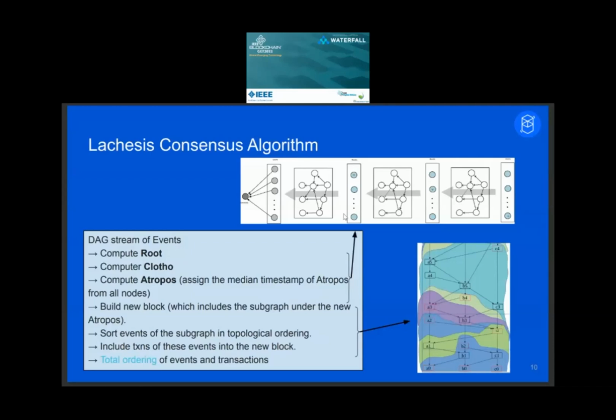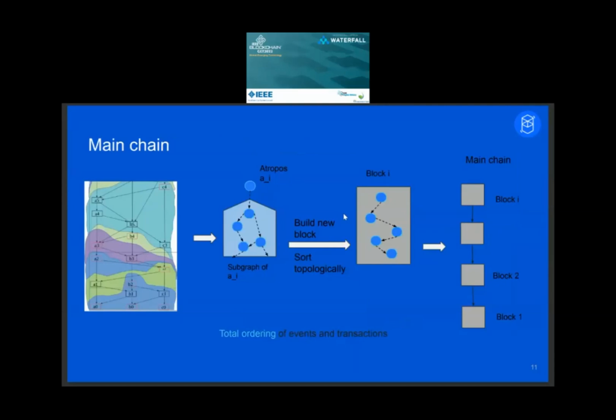Now this slide shows how the main chain is formed. Starting from the DAG, it will compute the atropos event block, and then it will compute a new block. The new block contains subgraph events under the atropos sorted in topological order. The new block is then appended into the main chain.